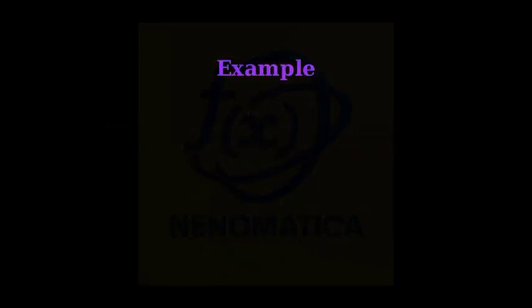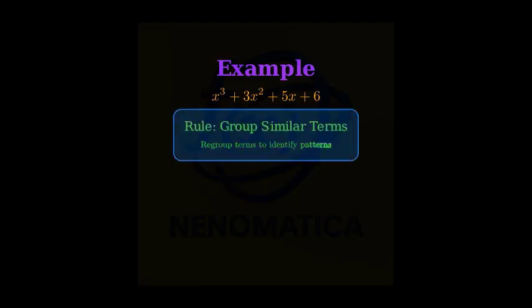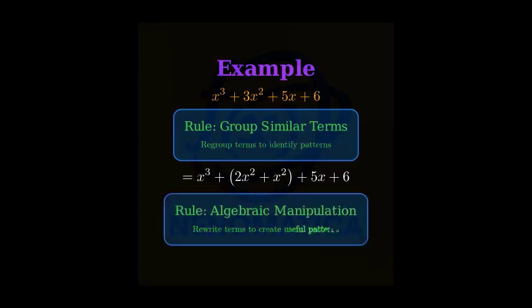Let's look at an example. We need to factor the polynomial x cubed plus 3x squared plus 5x plus 6. Let's start by grouping the terms to make factoring easier. We'll rewrite the expression as x cubed plus parenthesis 2x squared plus x squared close parenthesis plus 5x plus 6.